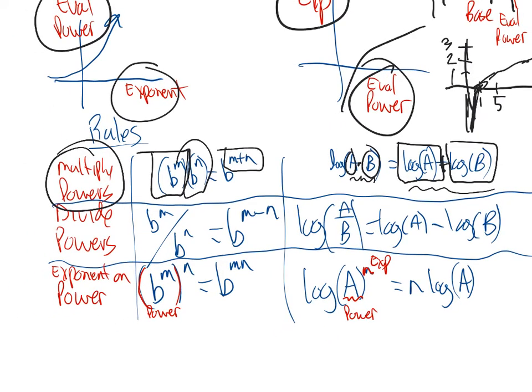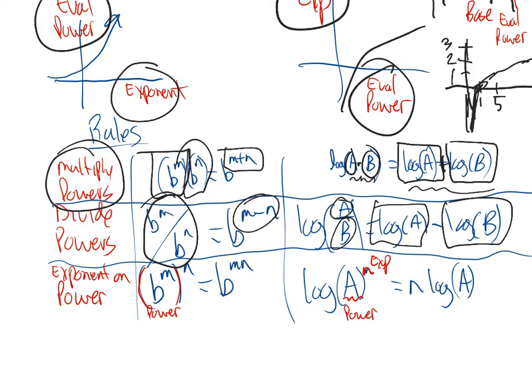Here, you've known since grade 9 that when you divide powers of the same base, you subtract the exponents. Okay, let's go over to here. A and b represent powers, evaluated powers. If you divide powers, you subtract the exponents. Well, log of a represents the exponent. Log of b represents the exponent, so you subtract exponents.